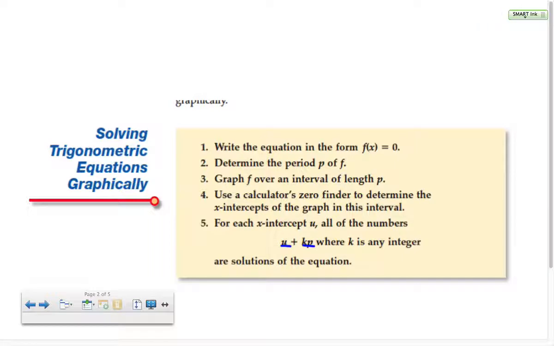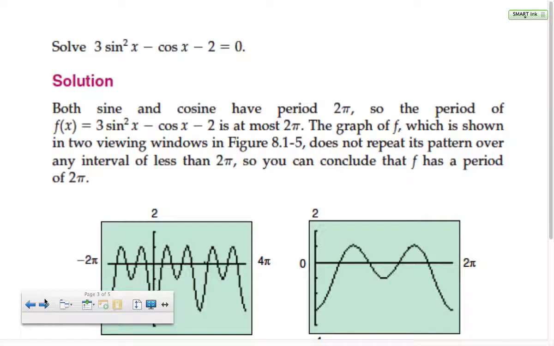So let's look at a couple more examples. Okay, so this one right here, and again, I put solutions up here so that you can see the graphing calculator pictures. So this is 3 sine squared x minus cosine x minus 2 equals 0. You notice that it's already equal to 0. So both sine x and cosine x have a period of 2 pi, so more than likely your period is 2 pi. So you can change your graphing calculator.